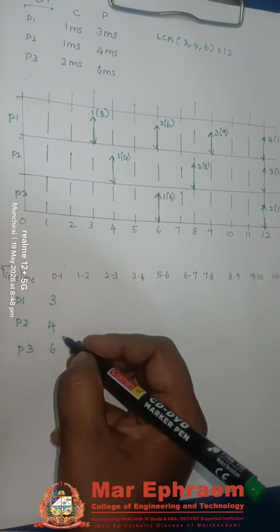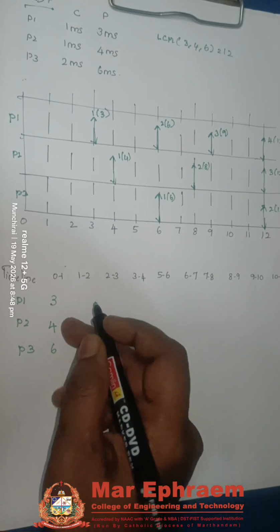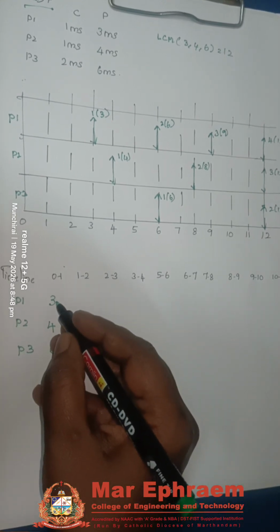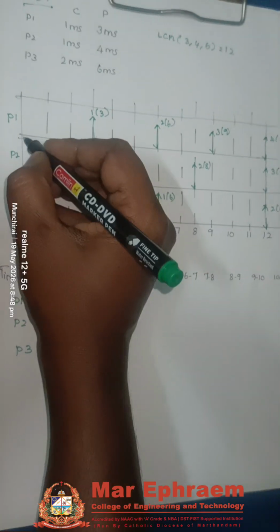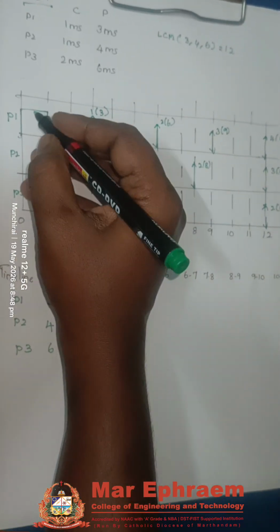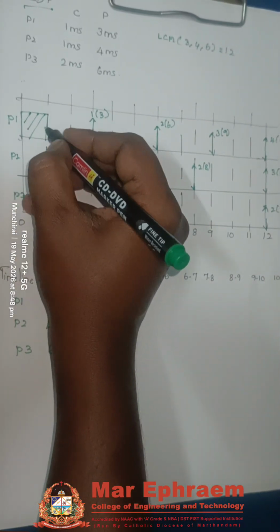So when you see here, which has the highest priority? Obviously P1, the lowest period is the highest priority. And the next priority is P2 and the next one is P3. So we'll start by executing P1. So in the initial millisecond, P1 will be executing for 1 millisecond.